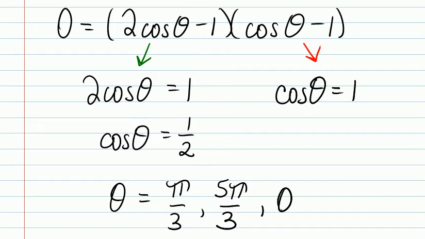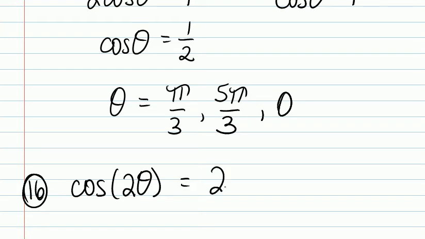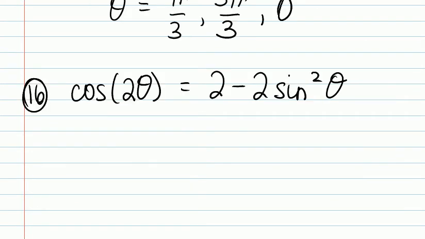So last example, number 16. Cosine 2 theta equals 2 minus 2 sine squared theta. So we have a sine squared and we have a cosine of 2 theta. We can change sine squared into cosine squared, but that's not the same thing as the cosine of 2 theta. Those two guys aren't equal. So we need to find a substitution, an identity, which will let us have the same terms.